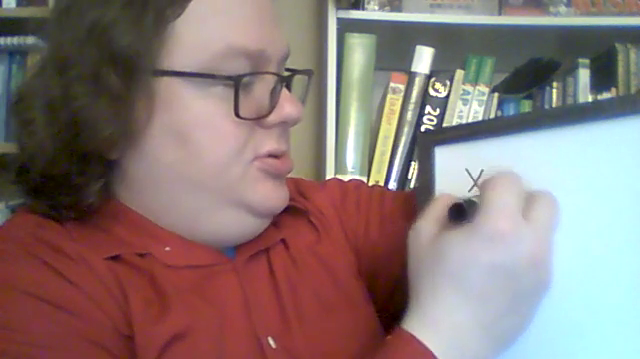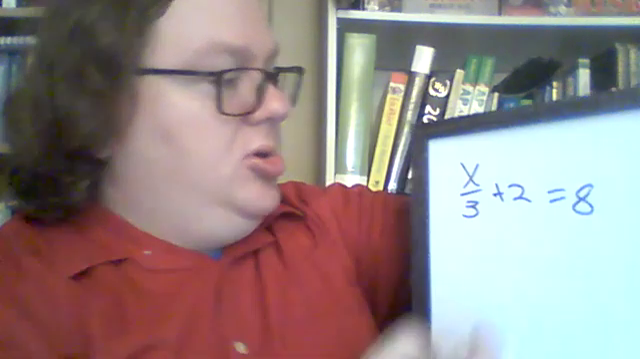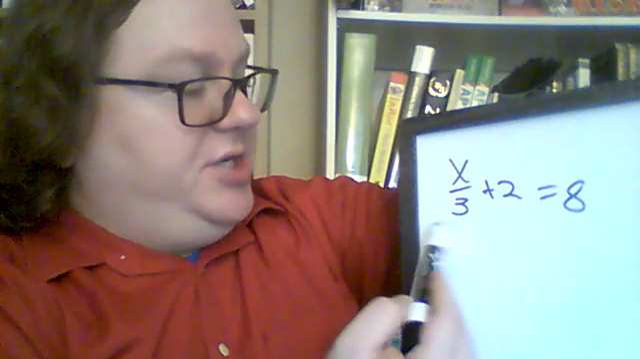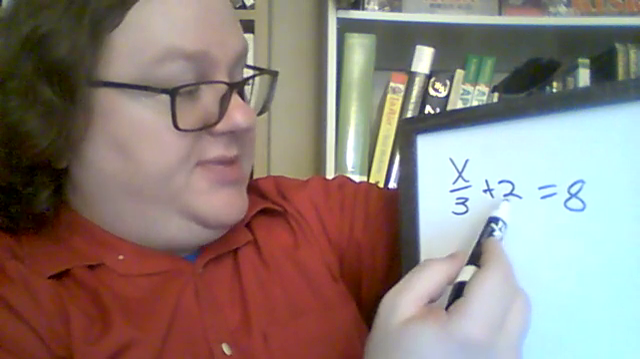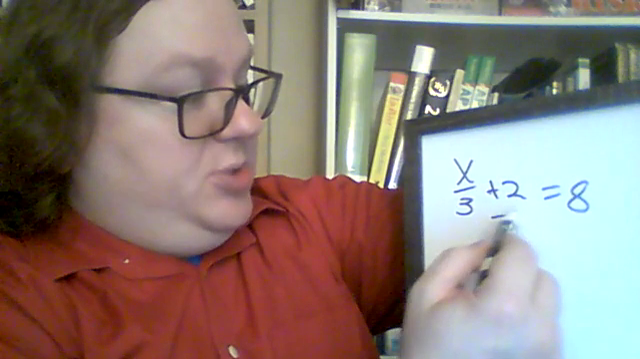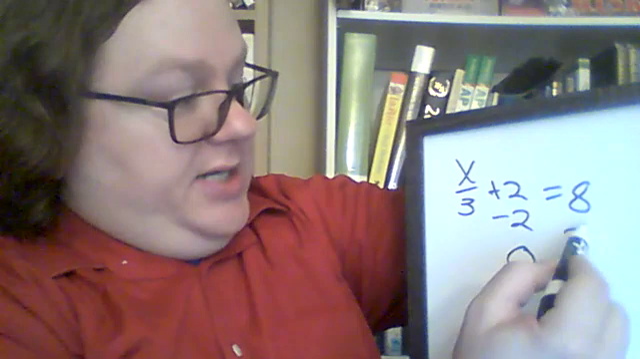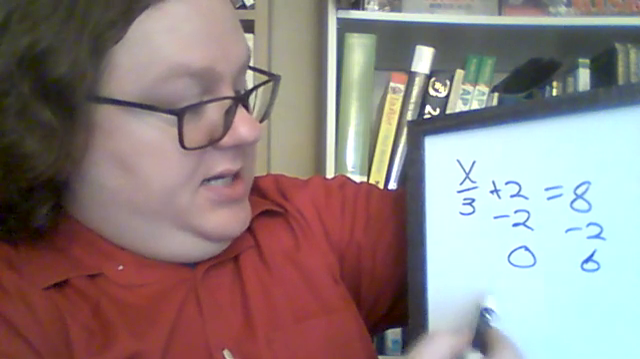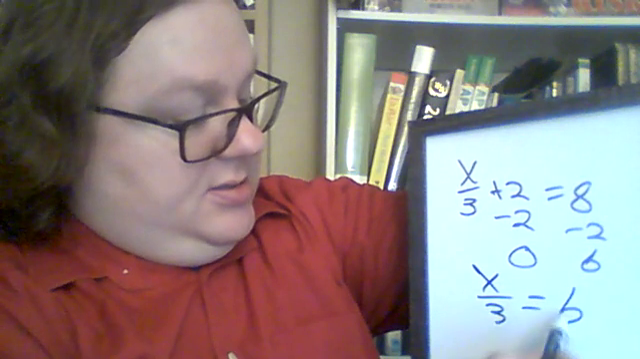Example number 2, x over 3 plus 2 equals 8. Remember what I said about the multiplication and division problems? We ignore them for now, leave them locked down, and then we're going to mess with this plus 2. It's being added, so to do the opposite to it is to subtract it. 2 minus 2 is 0. 8 minus 2 is 6. Now we've got x divided by 3 equals 6.